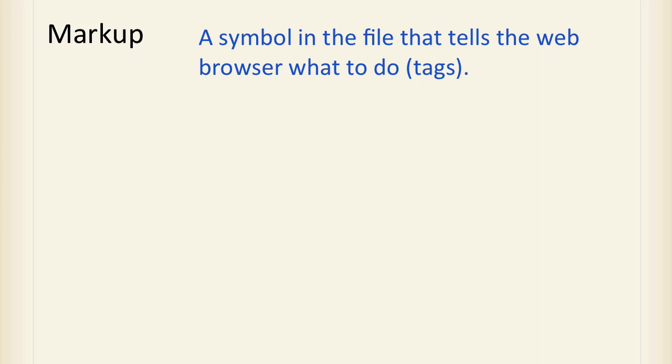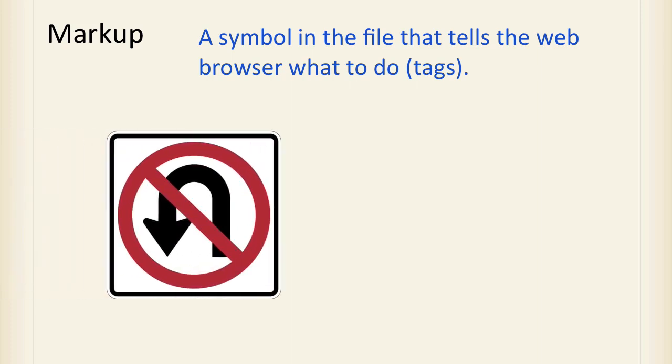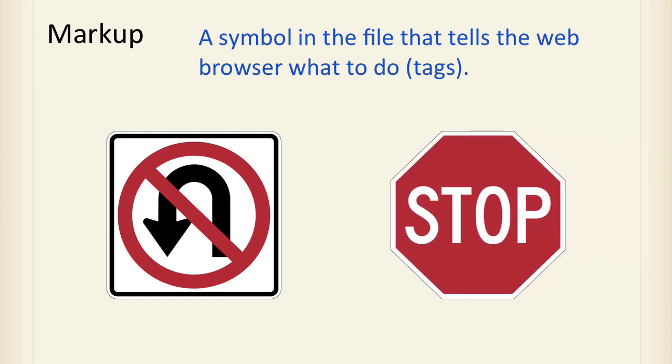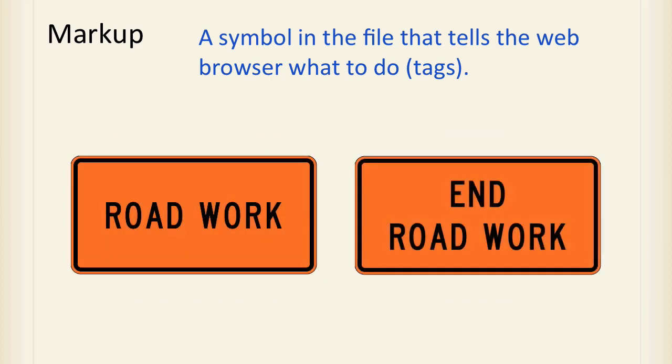Now, you might not be familiar with that with a web browser, but you're familiar with that in other areas. For example, when driving, if you see a sign that looks like this, you know, no U-turn. Or you see a sign that looks like this, you know you have to stop. Those are just symbols that tell you as a driver what you need to do. Some symbols will have a beginning, such as roadwork, and they'll have an ending. End roadwork, you have a beginning symbol and an end symbol.